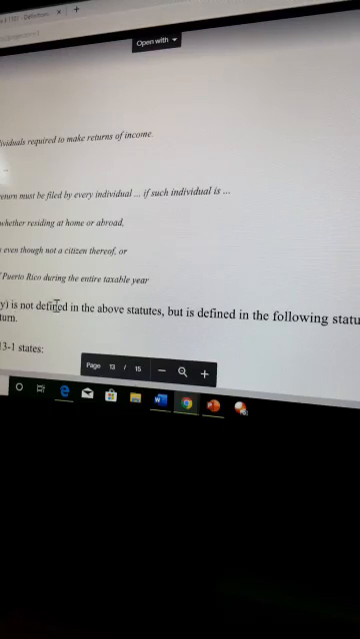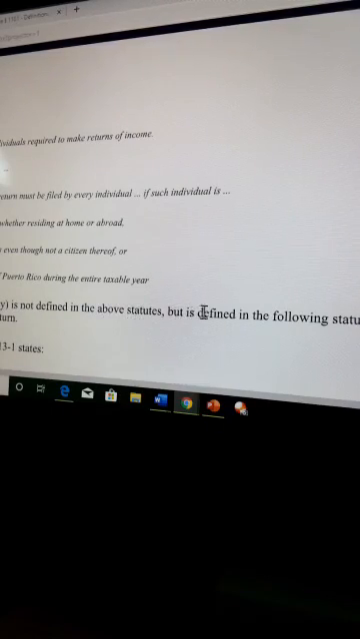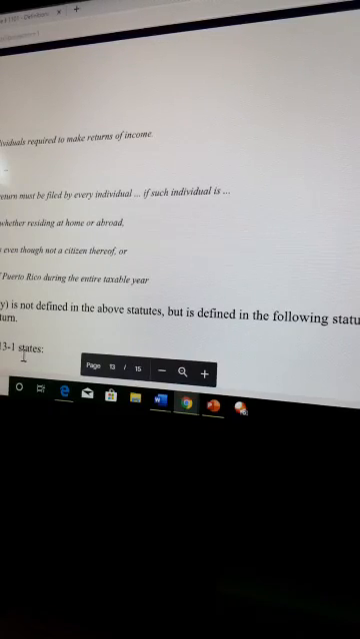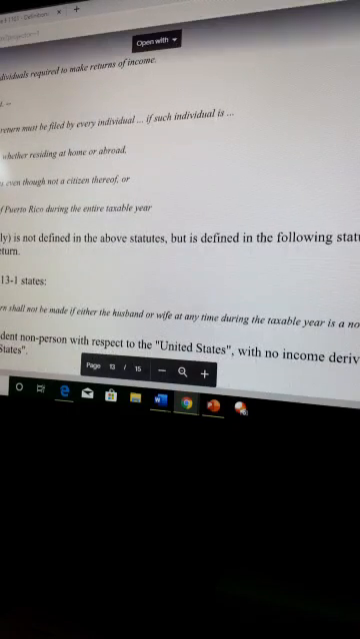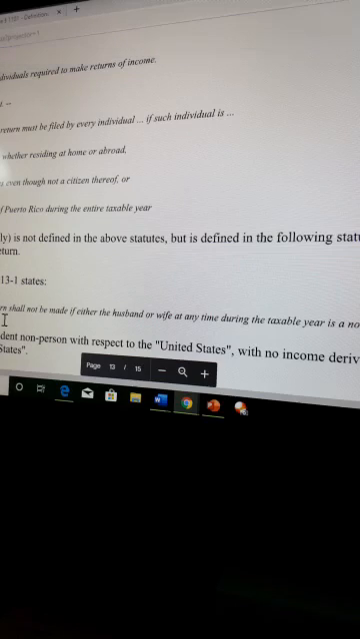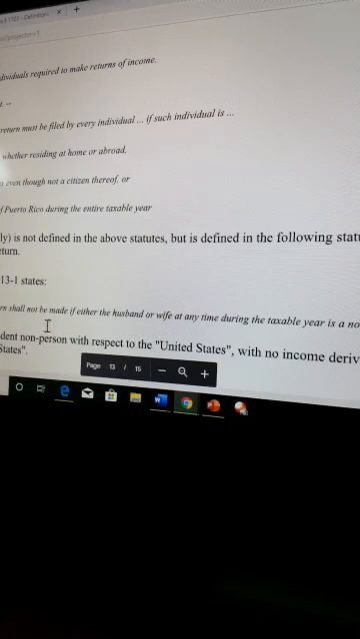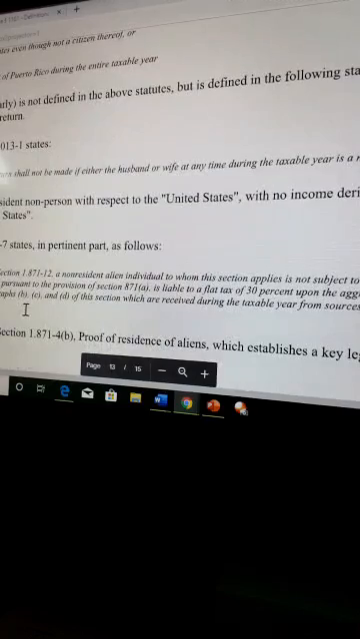The undersigned clearly is not defined in the above statute, but is defined in the following statutes as one who is not required to make a return. Title 26 CFR Section 1.6013-1 states, (b) Non-resident alien, a joint return shall not be made if either the husband or the wife at any time during the taxable year is a non-resident alien. The undersigned is a non-resident non-person with respect to the United States with no income derived from sources within the United States.